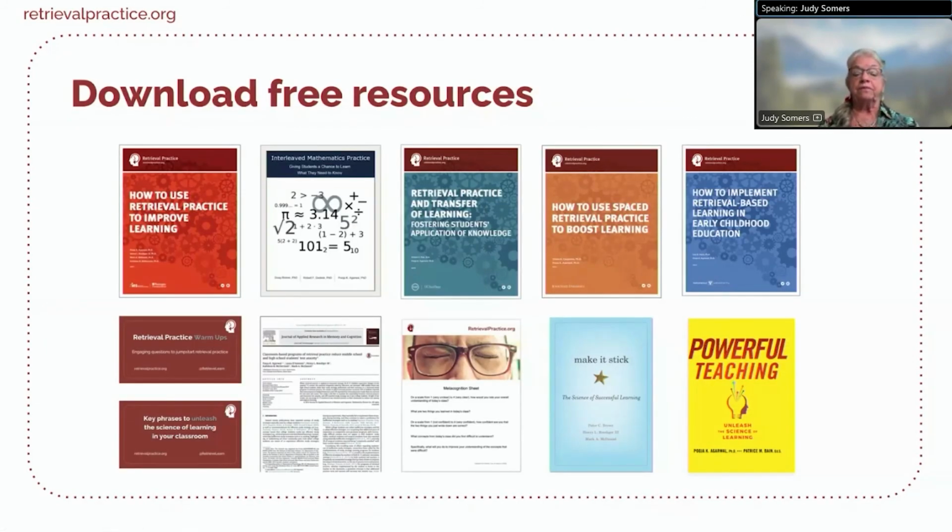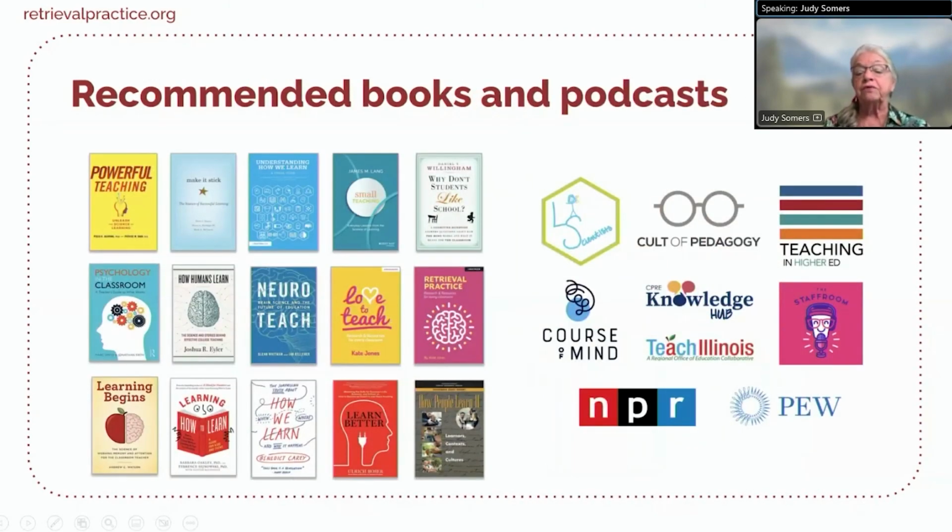This is from their website, where they have the research articles. These are some of their booklets, and they have a lot more than that. As I said, they have the articles, and they have tips on the strategies. It's a fun website to visit, and I'm going to give you that information at the end. These are some of the free resources they have there to download. There is also a listing of recommended books and podcasts.